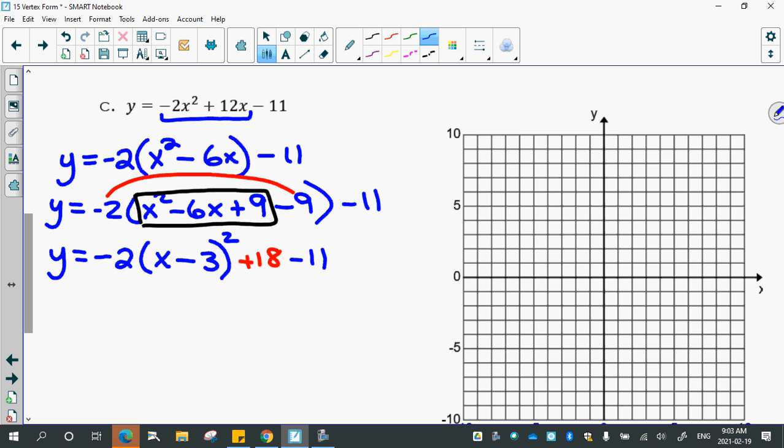Okay? Putting brackets in the wrong space, that's another thing people sometimes get mixed up on. And then if you can make it to here, then you're golden. So plus 18 minus 11 is plus 7. So now you figure out your a, h, k, which leads to your vertex and step number, and you can draw the parabola.